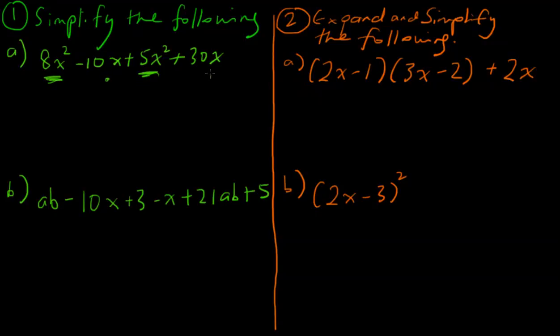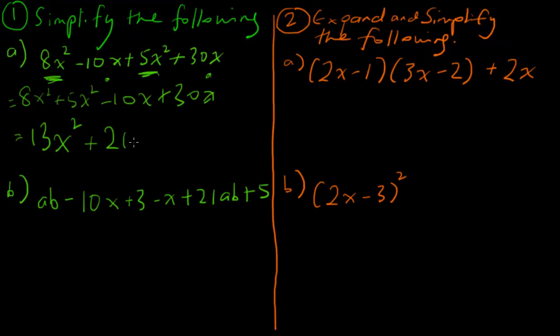So this makes up the first group of like terms, the x squared group, and the second group will be the x group. We can rewrite the equation as 8x squared plus 5x squared minus 10x plus 30x. Of course, don't forget your equal sign. When you rewrite it this way, it's easier to group them together. So 8x squared plus 5x squared gives us 13x squared. Negative 10x plus 30x gives us 20x. And that's the solution for the first question for simplification.